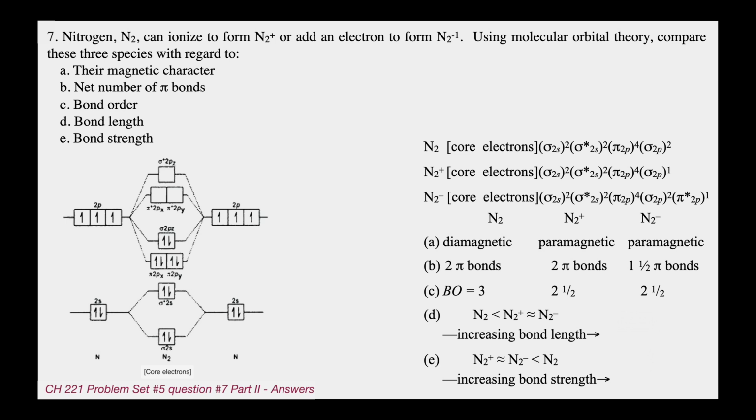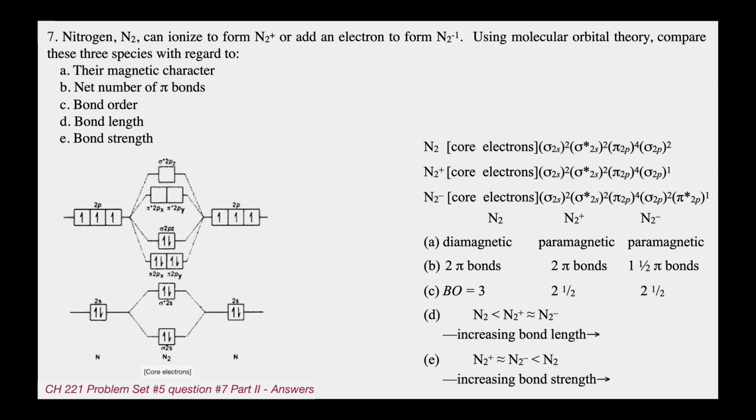They have 2 pi bonds, except for N2 minus 1, because we put an extra electron in the anti-bonding pi. Bond order 3 versus 2.5 for the other ones. So when it comes to bond length, N2 should be the smallest. N2 plus and N2 minus, about the same. They're longer. That's all we can really say.